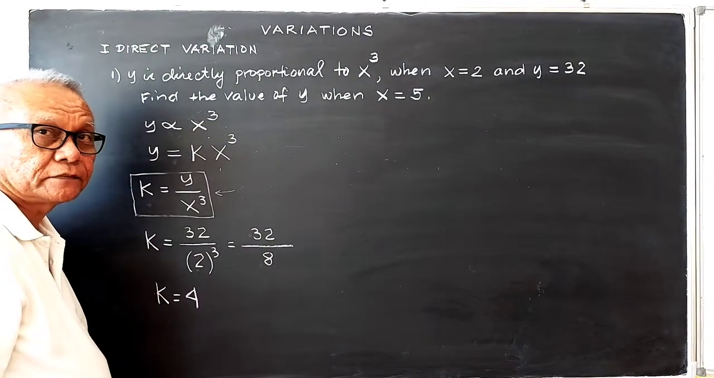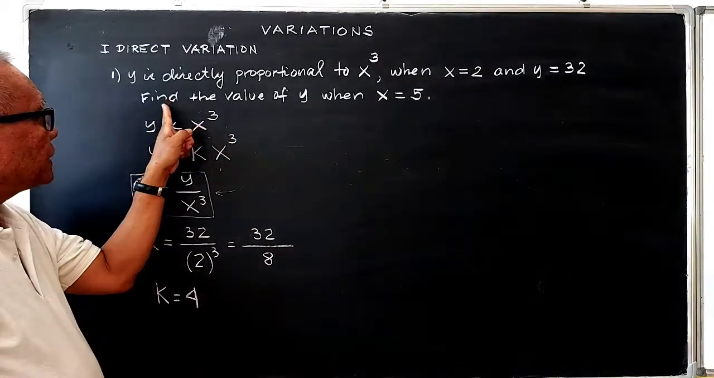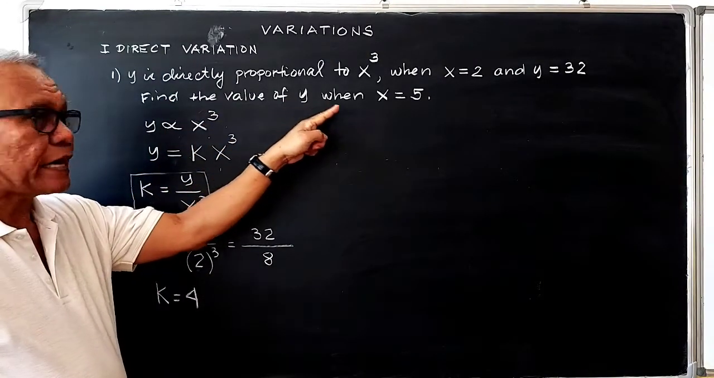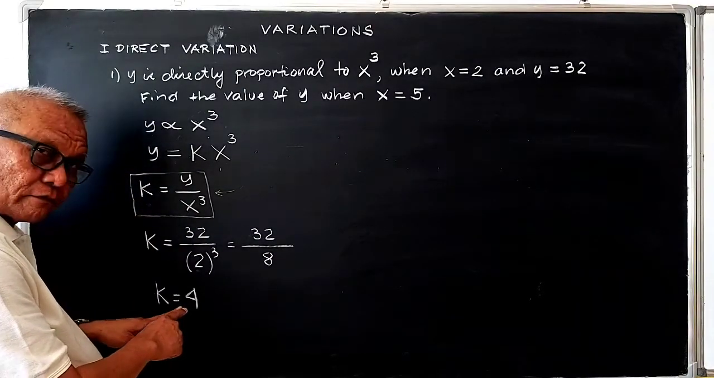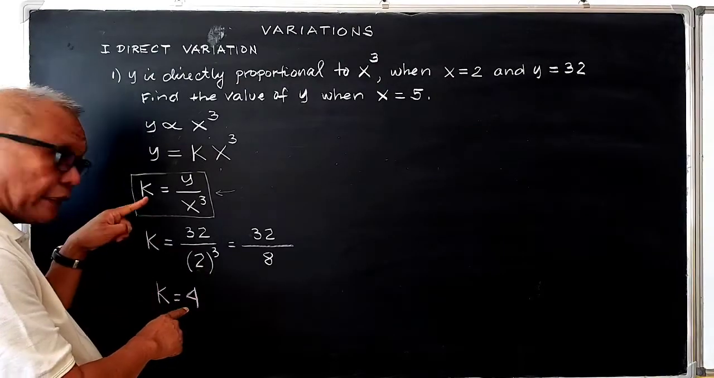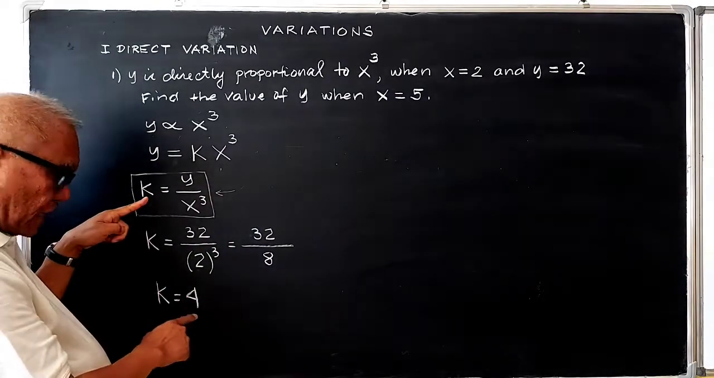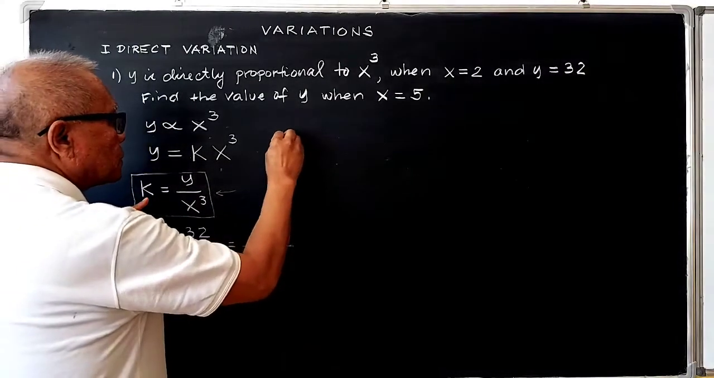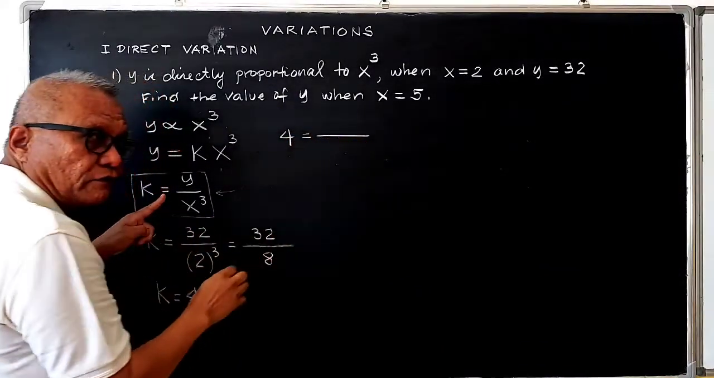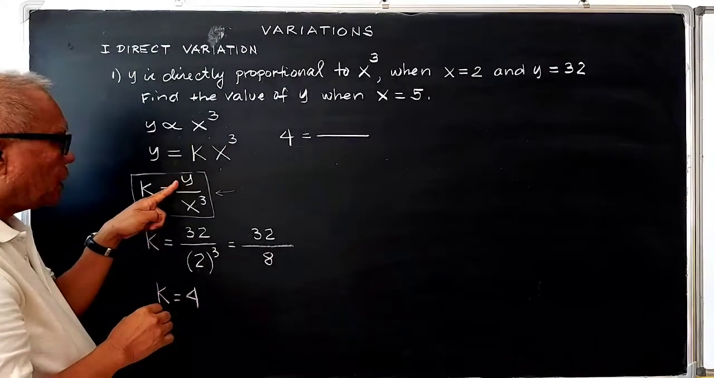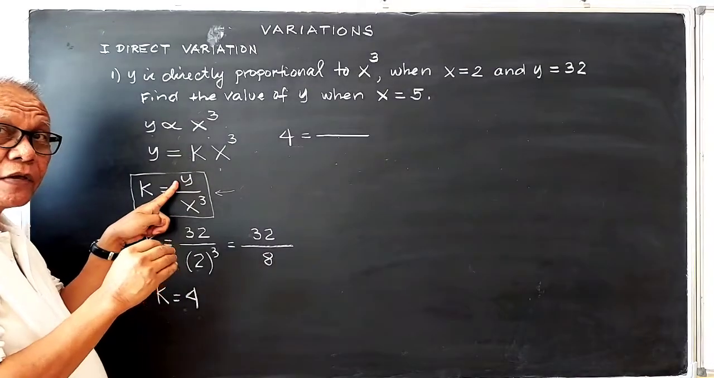That is our constant. Next is the question now. Find the value of y when x is equal to 5. Okay, after finding this one, we substitute the k here. We go back. So we replace k by the value of k here, which is 4. So we have 4, copy the equals here, then the fractional bar, and y. What is our value for y? There's no value for y because that is the one that we are going to find.